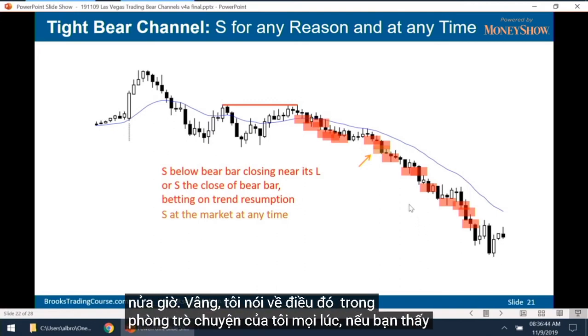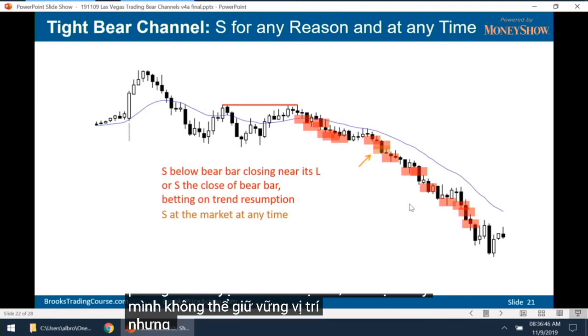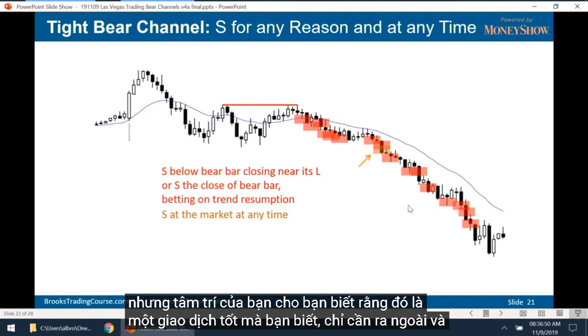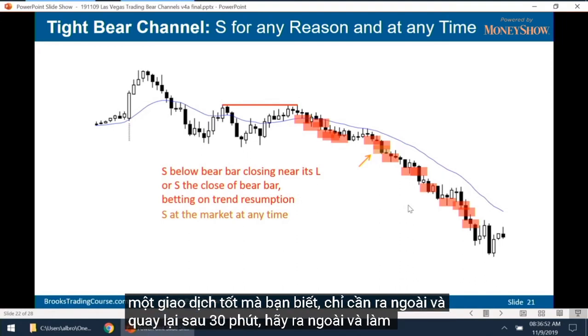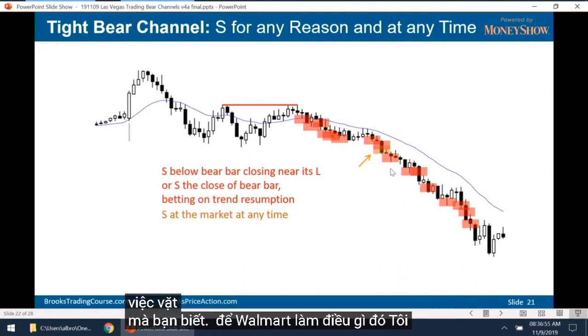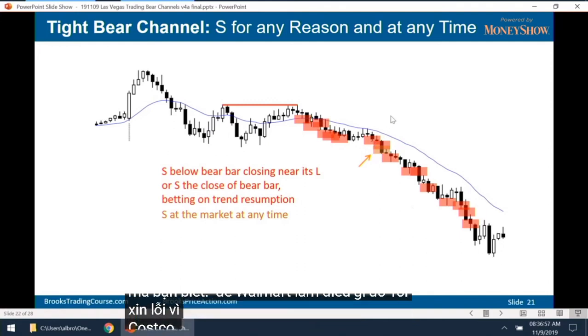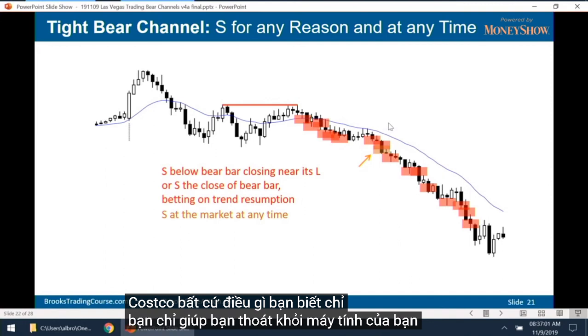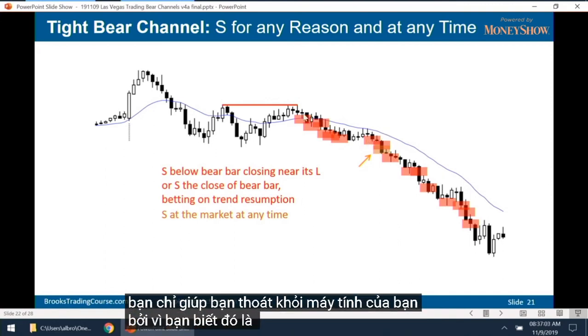If you find yourself unable to stay in a position, but your mind tells you that it's a good trade, just go out and come back in 30 minutes. Go out and do an errand. Go to Walmart. Do something. Go to Costco, anything. Just get away from your computer, because it's a small pullback bear trend.